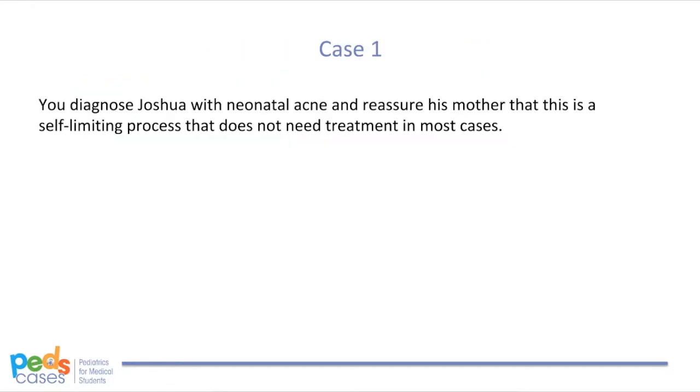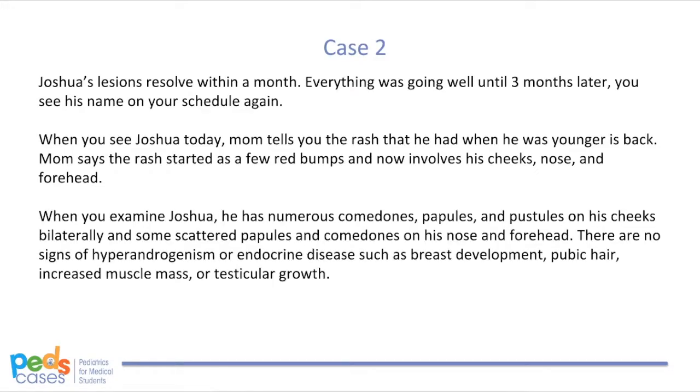Back to the case. You diagnose Joshua with neonatal acne and reassure his mother that this is a self-limiting process that does not need treatment in most cases. Joshua's lesions resolve within a month. Everything was going well until 3 months later you see his name on your schedule again. When you see Joshua today, Mom tells you the rash that he had when he was younger is back. Mom says the rash started as a few red bumps and now involves his cheeks, nose, and forehead.